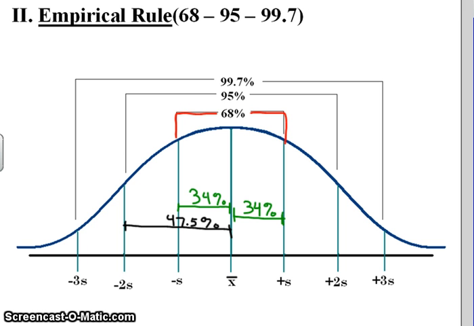Now, if we were asked to find the percent from 1 standard deviation below the mean to 2 standard deviations below the mean, that section in red, I can take what I know already and have figured out and find the percent for that section. I would take 47.5% and subtract 34%, telling me that the area in that section or that range is 13.5%.